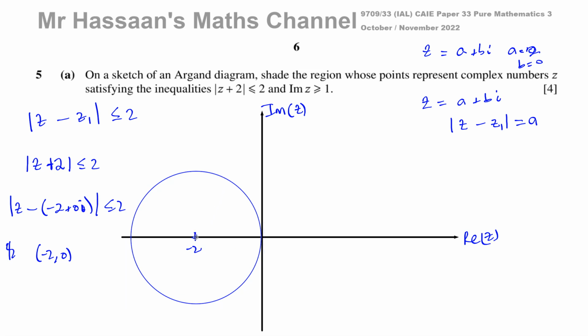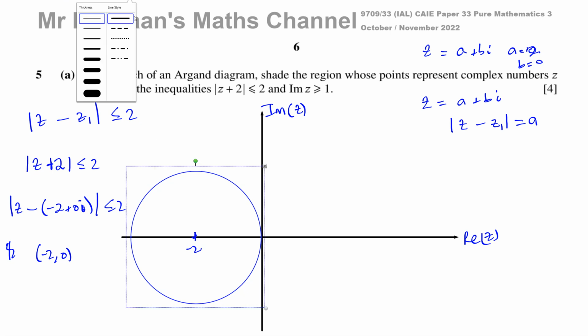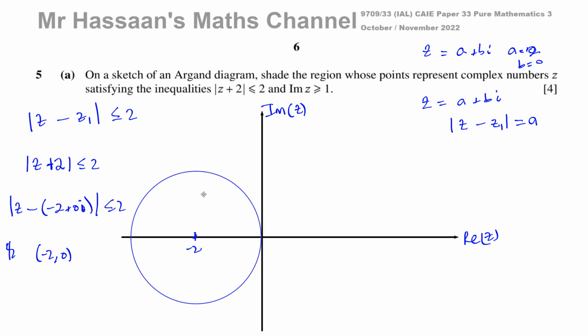The center is negative 2, and since it has an equal sign here, we have to draw a circle which is solid. If it was said less than, then we would draw it as a dotted line. But now it's a solid line because it says equal to, so every point on there is included. We also have to consider all the values inside this circle, because it says all the points where the modulus of z plus 2 is less than or equal to 2, so it's no more than 2 units from the center. So that's this part drawn.